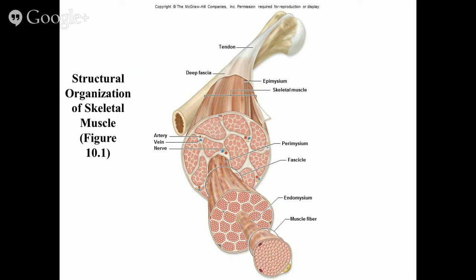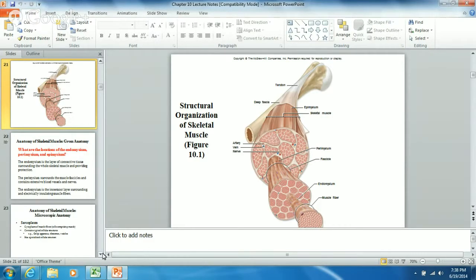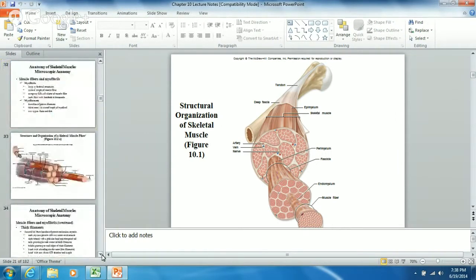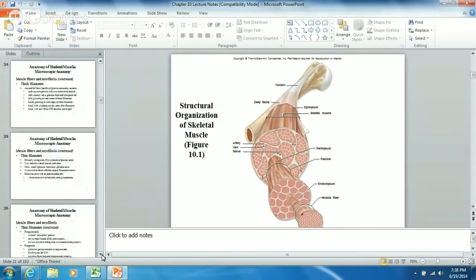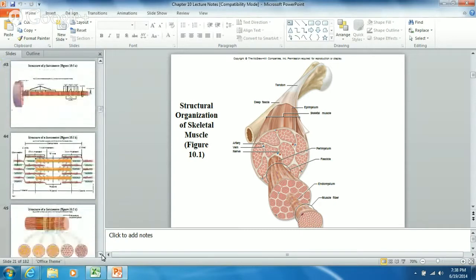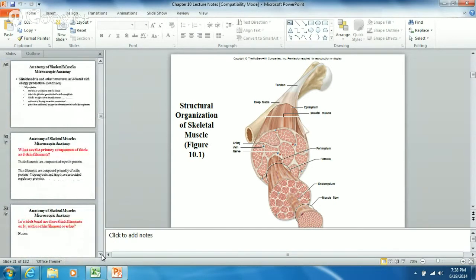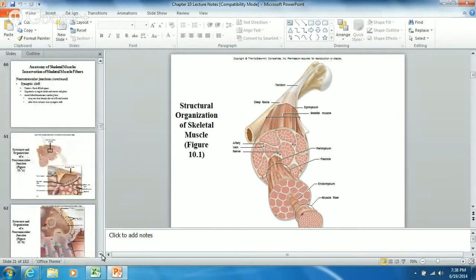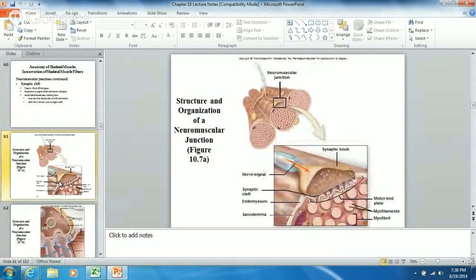So let's start from the beginning. We're going to back out of this. We're going to find a good starting place. And I think the best starting place is going to be, of course, with the neuromuscular junction. So let's talk about the neuromuscular junction just for a minute. We're going to look at a good photo of a neuromuscular junction right here. This is slide 61.